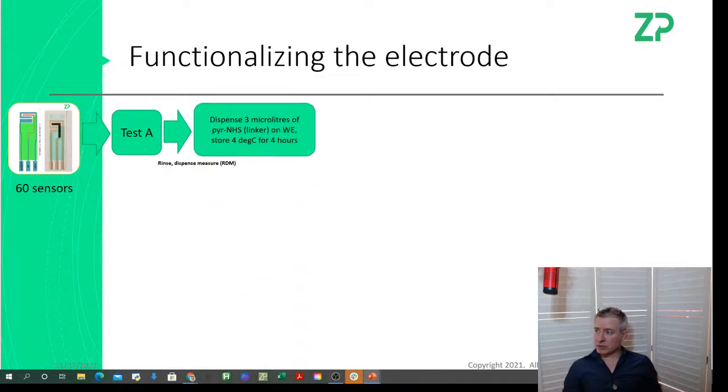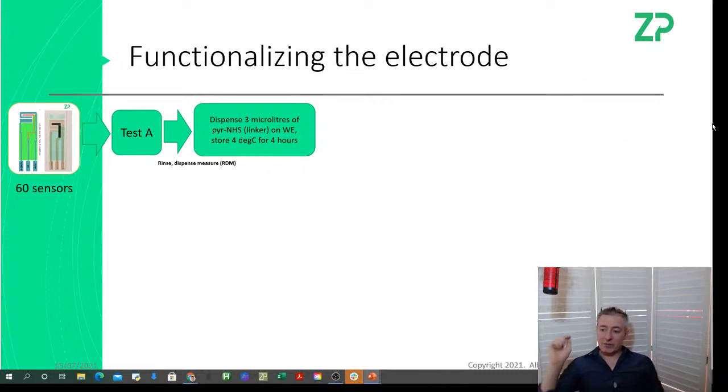And what we then dispense onto them is a pyrene NHS linker. Pyrene is a sort of planar molecule. It's 4 benzene rings, and these 4 benzene rings are really good at binding to carbon surfaces, because carbon is in some ways graphite. There's a lot of aromatic or benzene rings, and so these benzene rings stack well on top of these other benzene rings. But sticking out of this pyrene molecule is an NHS linker.